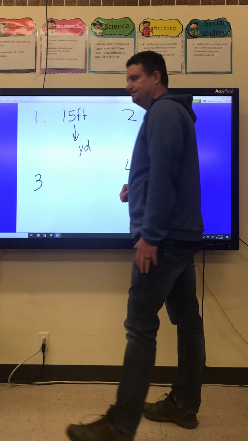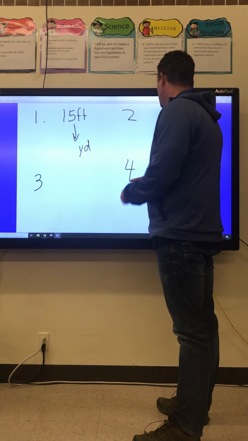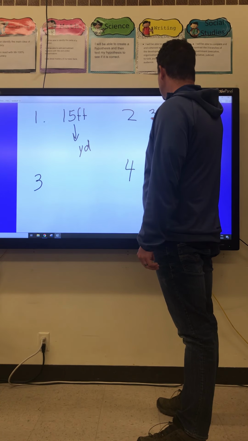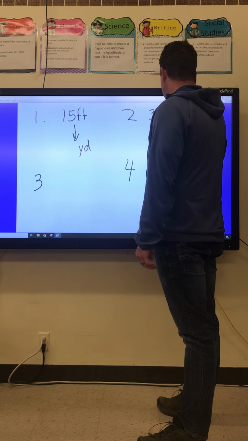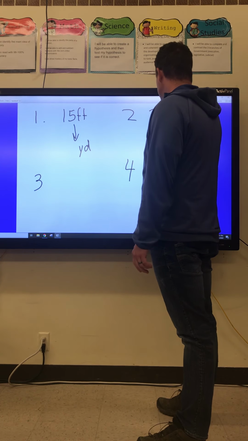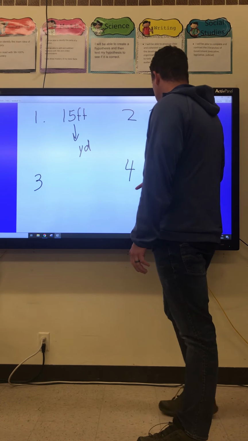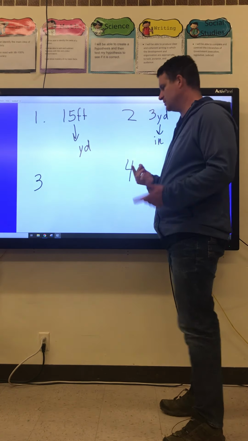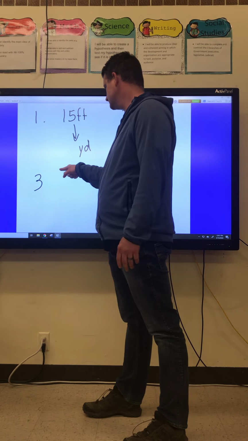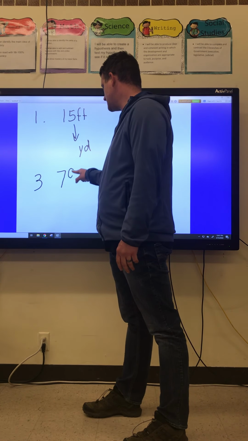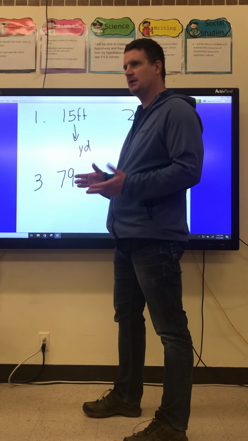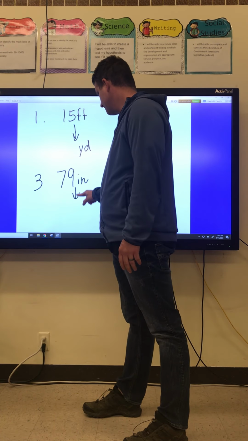The second one, I have 3 yards. I want to know how many inches. Okay, now we're going to get into a couple more challenging ones. I have 79 inches. I want to know how many yards.